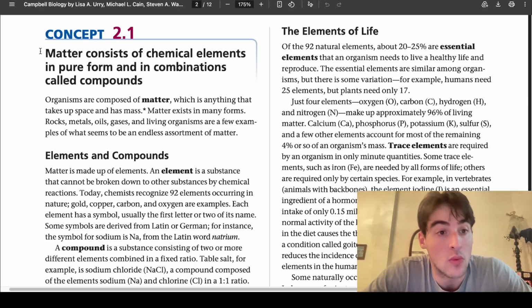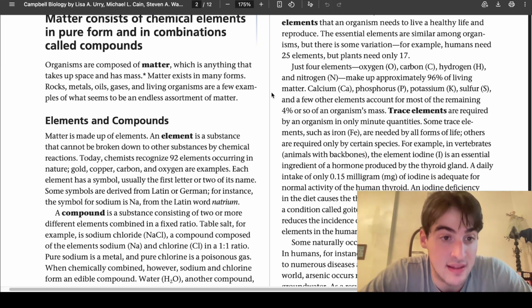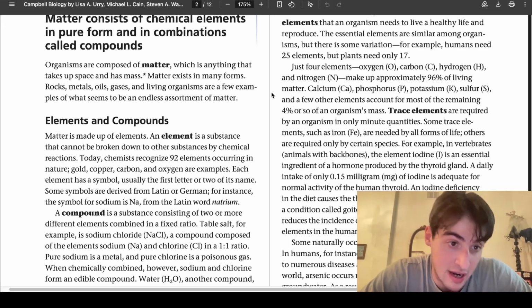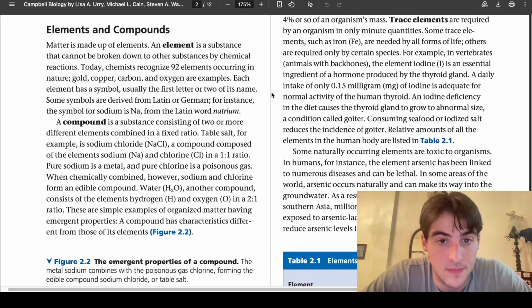Concept 2.1. Matter consists of chemical elements in pure form and in combinations called compounds. Organisms are composed of matter, which is anything that takes up space and has mass. Matter exists in many forms: rocks, metals, oils, gases, and living organisms are a few examples of what seems to be an endless assortment of matter. This just seems like really basic stuff. Should I really read this?